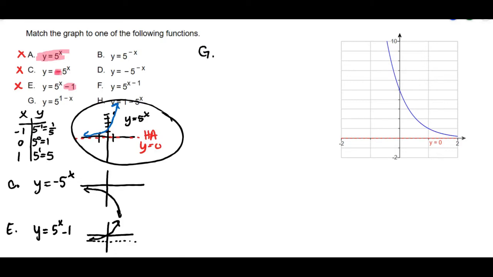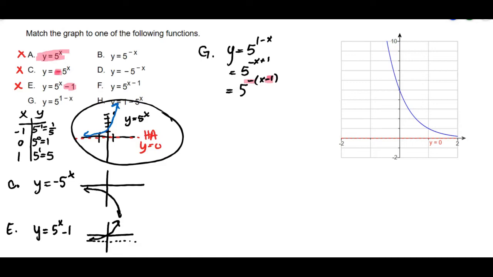The next option, G, y equals 5 to the 1 minus x. I'm going to do a little bit of rewriting so I can understand exactly what transformations are going on. So I would write the negative x plus 1 and then factor out the negative to get negative times x minus 1. And now with it written this way, I can see that this minus 1 shifts the graph to the right one, and this negative reflects horizontally.